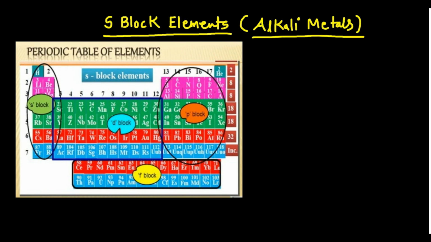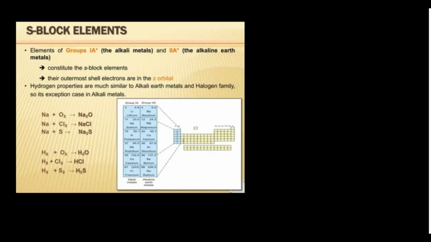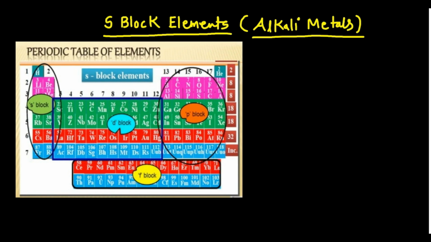So what are the S block elements? First of all, you can see here, this is the first A group, or simply you can say the first group. As you can see here, elements of the first A are the alkali metals, and the second A are the alkaline earth metals. We will discuss these alkaline earth metals in the subsequent lectures.